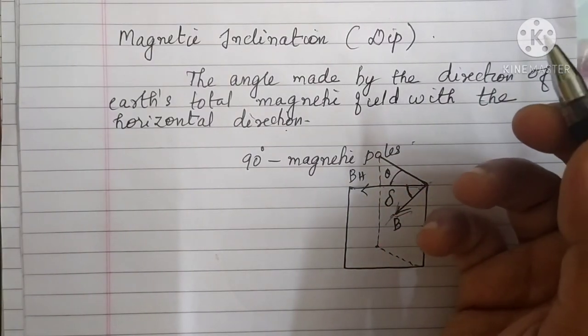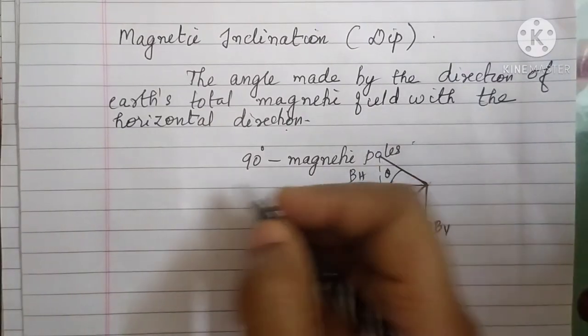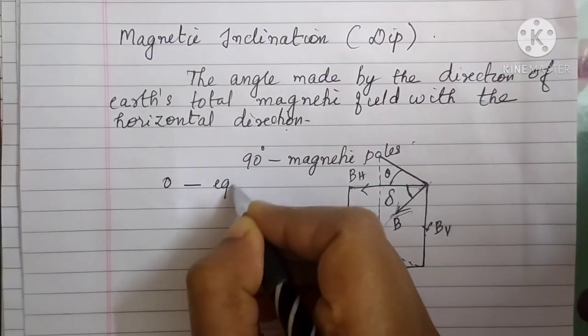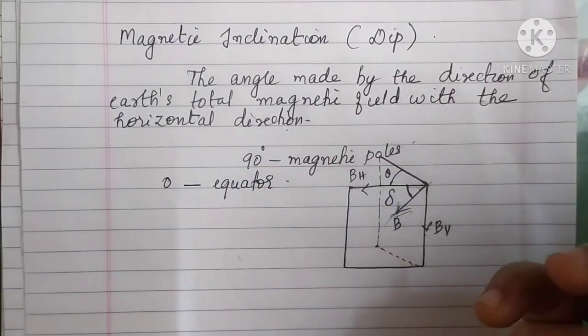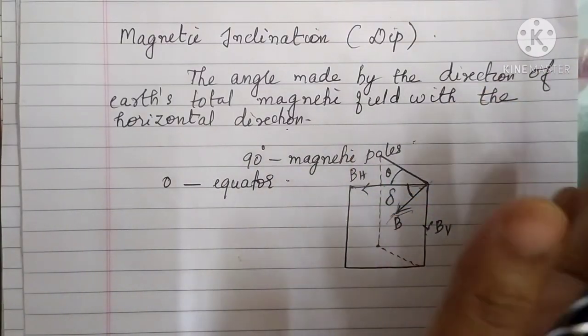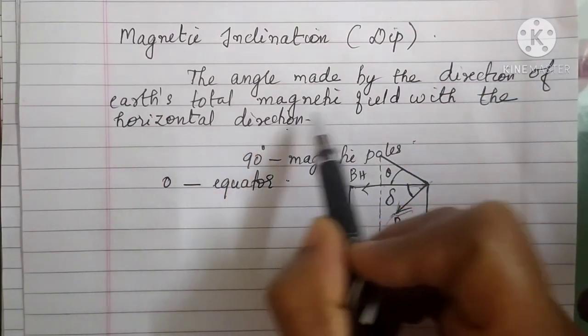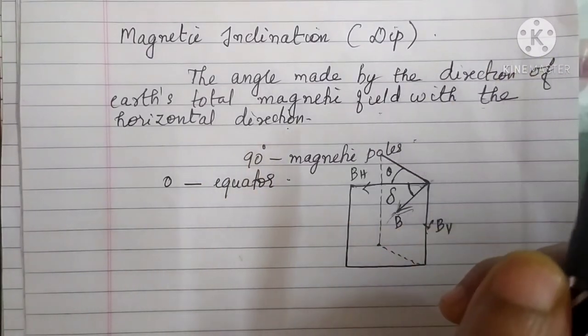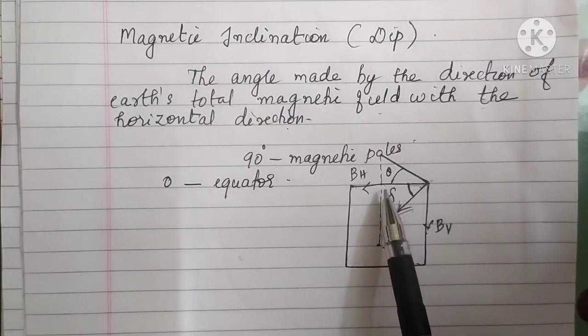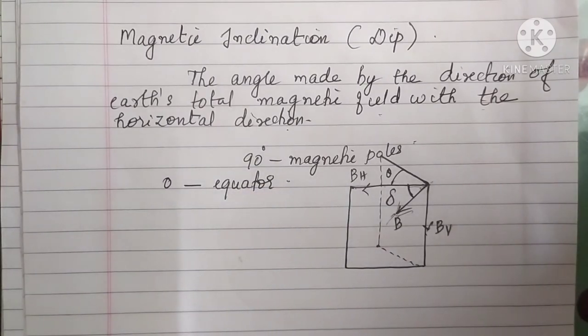The dip is taken as zero at the equator. Dip will be zero at the magnetic equator. Understood? So you understand what is dip or what is inclination. That is the angle made by the direction of Earth's total magnetic field with the horizontal direction. Depending upon the change in angle, the angle of dip or the inclination will also vary. It is 90 degrees at the poles and zero at the equator.